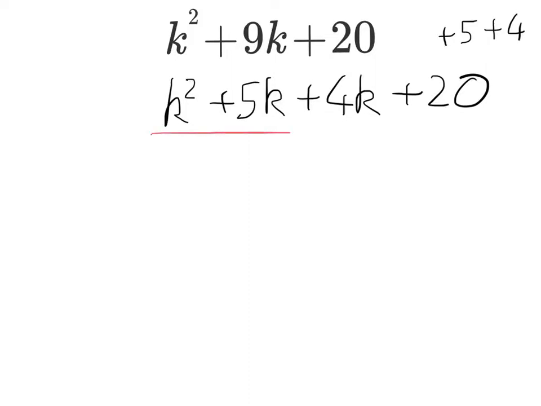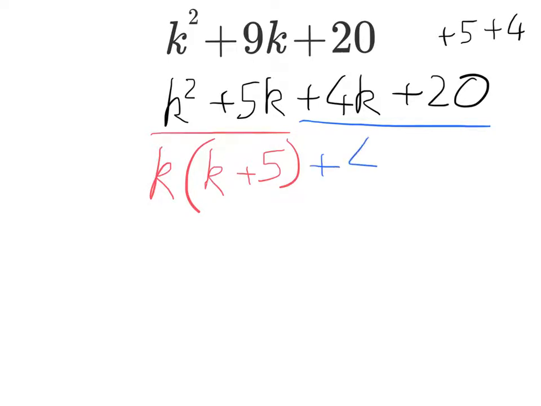Now, what I need to do is take out a common factor. I'm going to take out a common factor of this first set here. So k squared plus 5k, got a common factor of k. In my bracket, well, k times k would give me k squared. K times positive 5 would give me 5k. I'm then going to do exactly the same with the second pair. Plus 4k plus 20. Common factor of positive 4. So that would leave me with k plus 5.